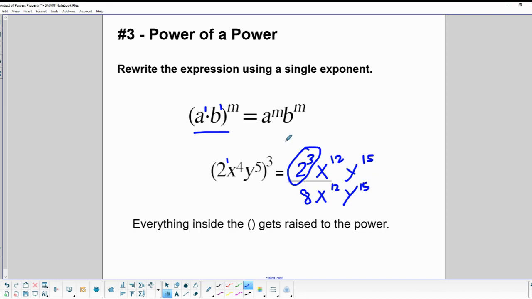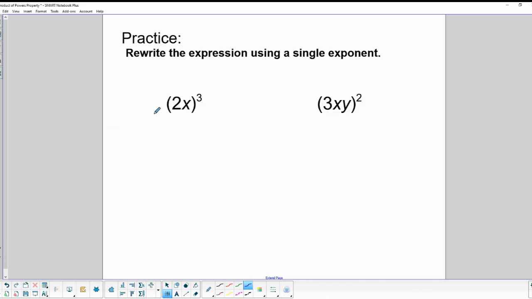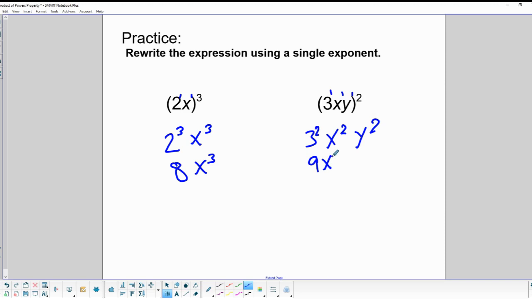So even though these are a little bit more complicated, they're still not too bad. Okay, let's practice a couple here. So remember there's a 1 on all of these, so 3 times 1 is 3. So we're going to have 2 to the third, x to the third, and 2 to the third I already know is 8. So 8x to the third, and then 2 times all of those ones, I'd get 3 to the second, x to the second, y to the second. 3 times 3 is 9. 9x to the second, y to the second will be my final answer there.